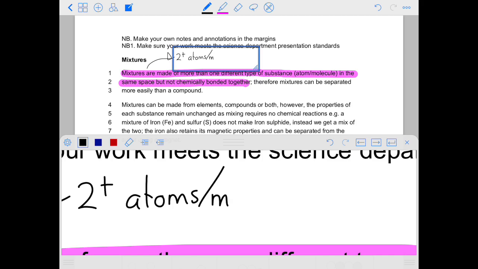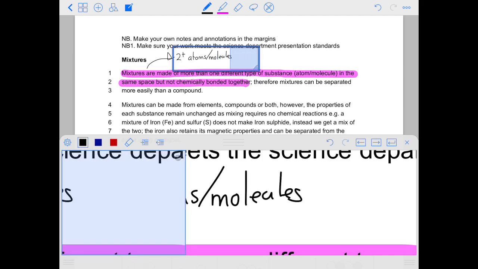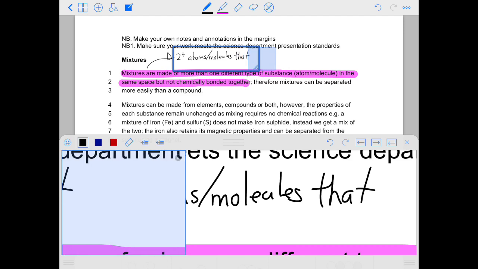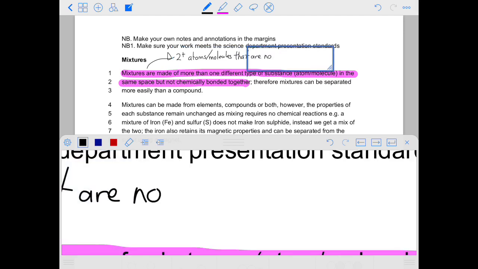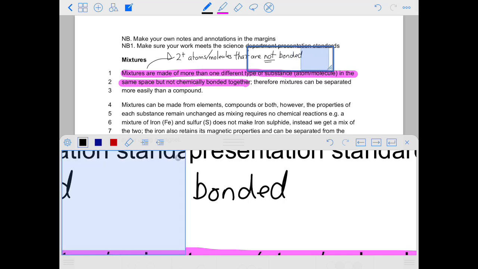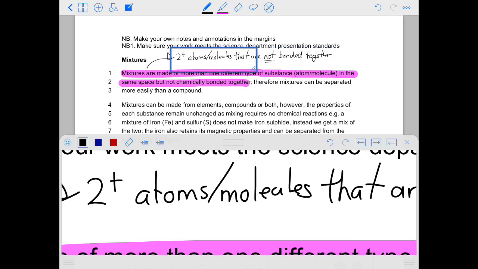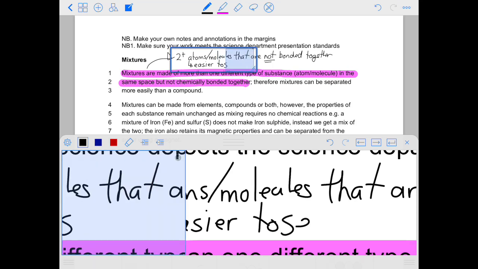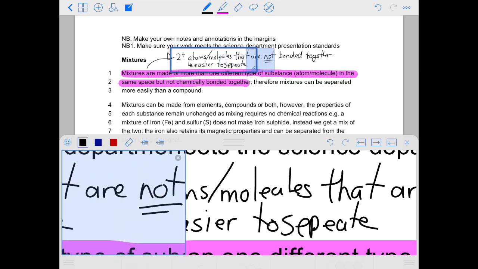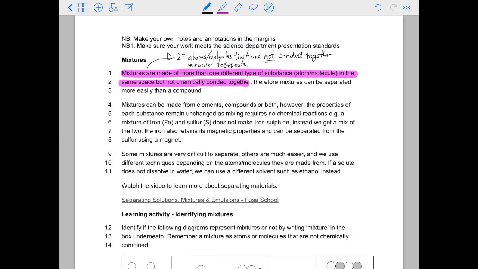atoms or molecules that are not, and that not is important, bonded together. This means that they are easier to separate. Because if they were bonded together, they'd be very hard to separate because we'd have to break those bonds between them. Now all we have to do is overcome the intermolecular forces.